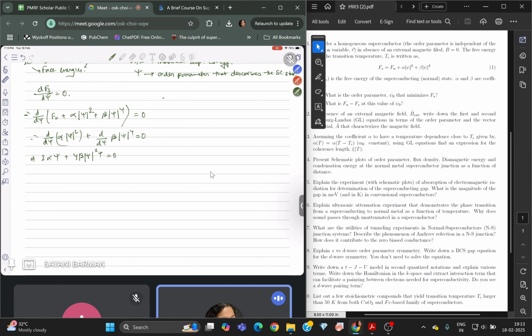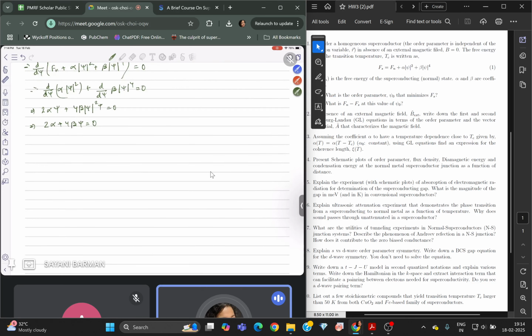equals 0. Then if we take the psi out, the non-trivial solution will be what? psi squared equals minus alpha by 2 beta, right? Since superconductivity only occurs when psi naught is not equal to 0, that is only valid if alpha is less than 0, right? Means minus minus, it will be positive.